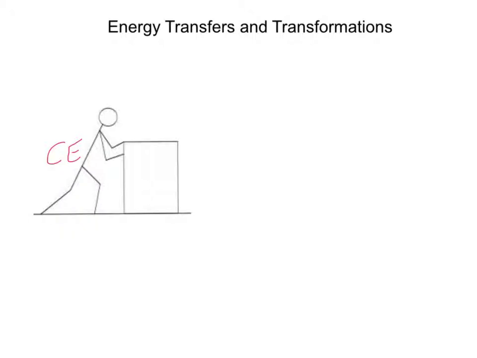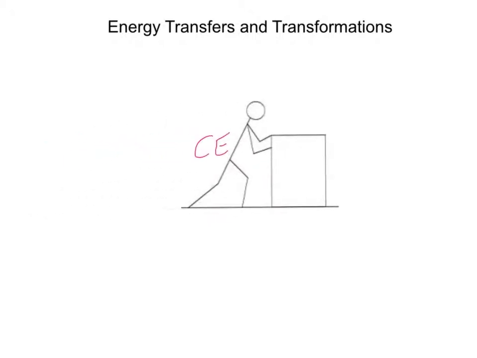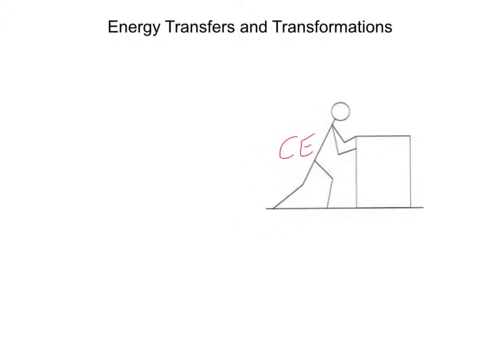You can feel yourself getting tired, so you can feel yourself getting lower on chemical energy, but where does that energy go? Well, it's easy to say, it goes into the box. But is that the whole story? Does all of the energy go into the box, or does some of it go somewhere else? To figure that out, we have to look at what type of energy the box has as it slides. Since it's moving, it has kinetic energy.